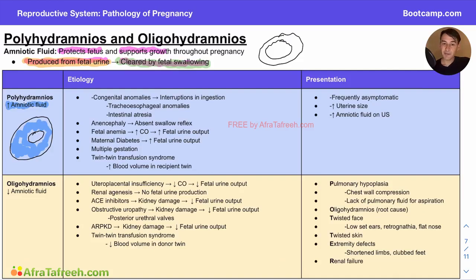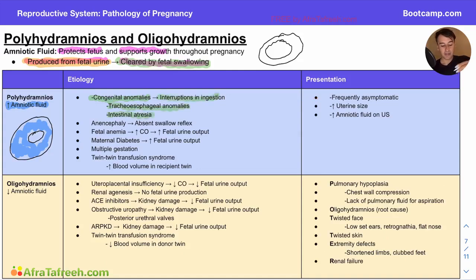Most of them are going to be related to GI, but some of them can be related to urine. So I'm going to be highlighting a lot in blue, but things that are related to the urinary system I'm going to highlight in gold, and things that are related to the GI tract I'm going to highlight in green. We can expect congenital anomalies as a leading cause of polyhydramnios, and I'm highlighting this in green because these are anomalies related to the GI tract. These are going to be interruptions in ingestion, like tracheoesophageal anomalies and intestinal atresia.